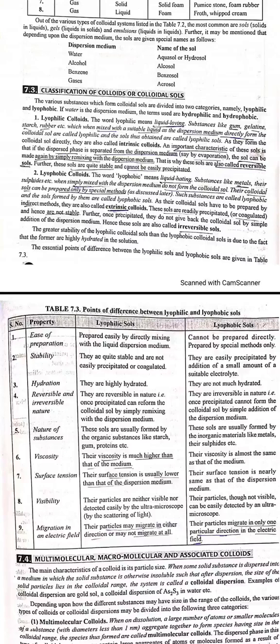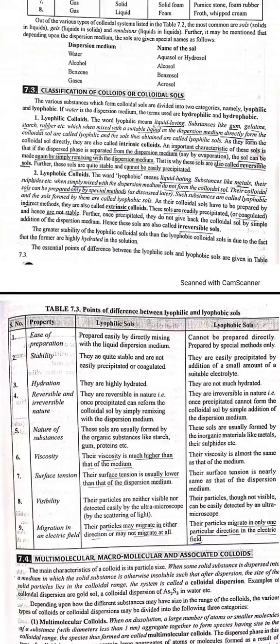An important characteristic of these sols is that if the dispersed phase is separated from the dispersion medium, say by evaporation, the sols can be made again by simply remixing with the dispersion medium. That is why these sols are called reversible sols. Further, these sols are quite stable and cannot be easily precipitated.